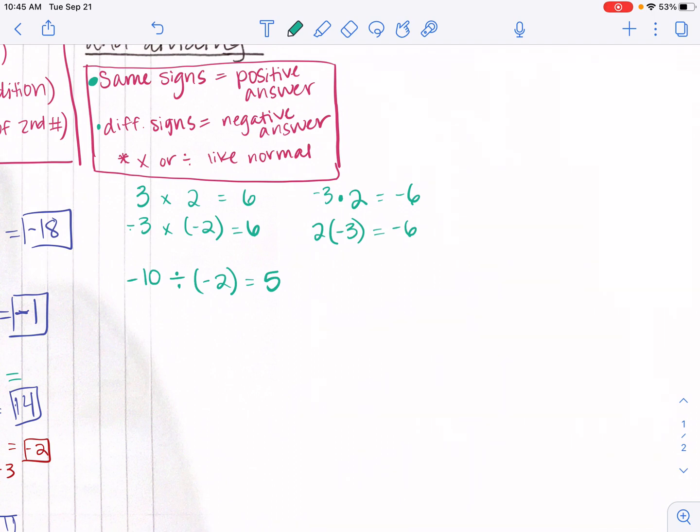Let's say I had -8 divided by -2. Remember, a fraction bar is just like a division problem. So since they have the same sign, it's going to give me a positive answer, so it's a +4. Okay, I'm going to draw little boxes around my answers. Forgot to do that earlier.